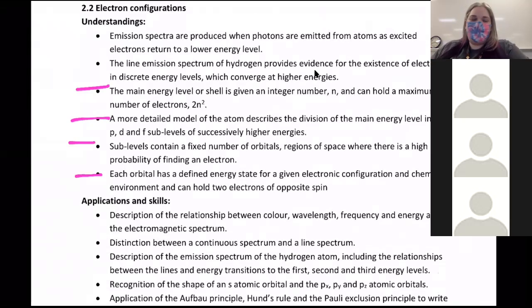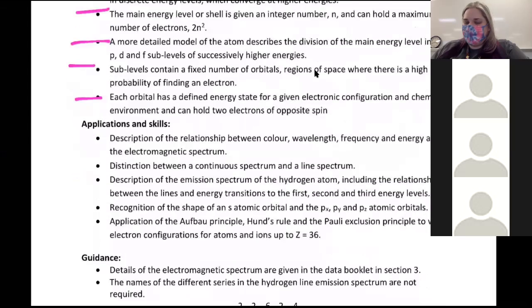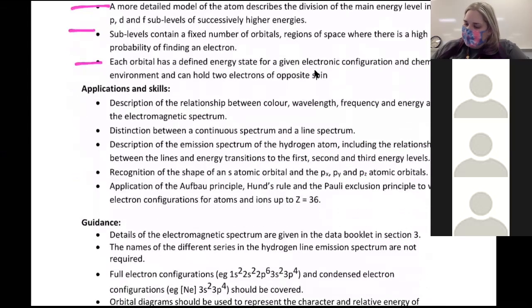The first two bullets under there, that's what we'll be doing on Thursday and Friday, in the second half of this. And then as far as what you need to be able to do, the last two bullets are what we're doing today. So we need to be able to recognize the shape of the s orbital and then each of the p orbitals. We'll talk about that in a little bit. And then apply these rules.